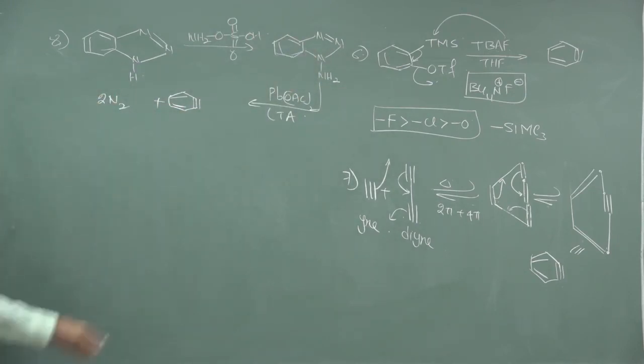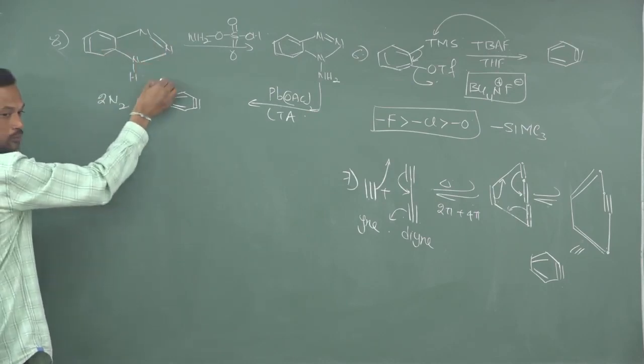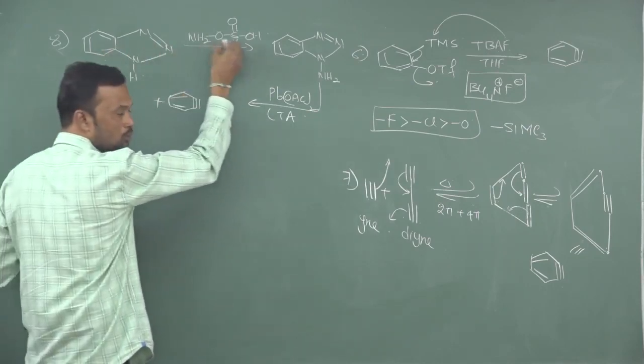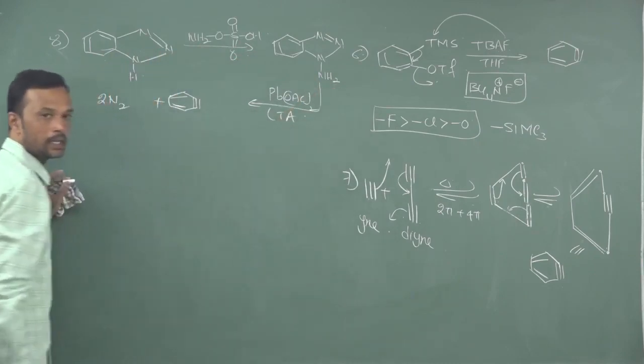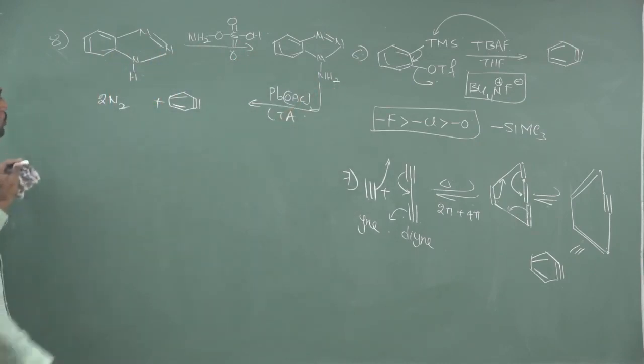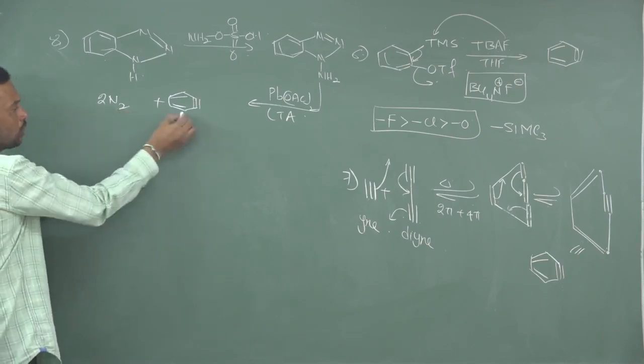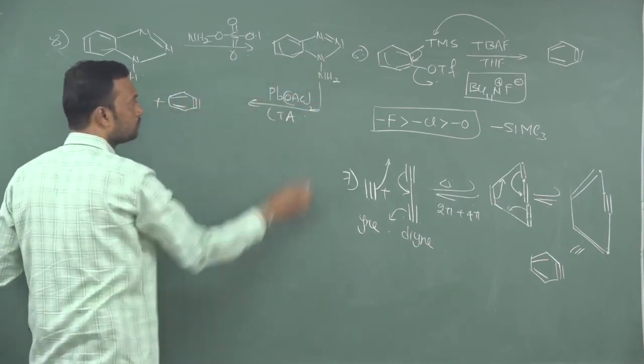So this is generally done by using benzotriazole. Benzotriazole on treatment with aminosulfonic acid gives amination on nitrogen. Later on treatment with LTA, lead tetraacetate, that will undergo formation of benzene followed by loss of N2.